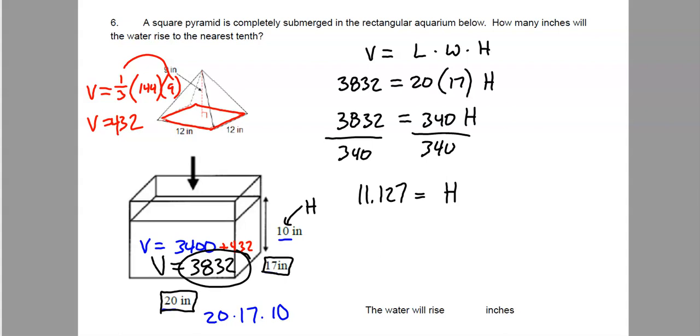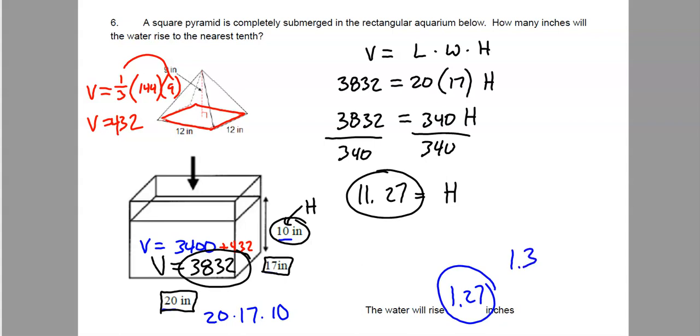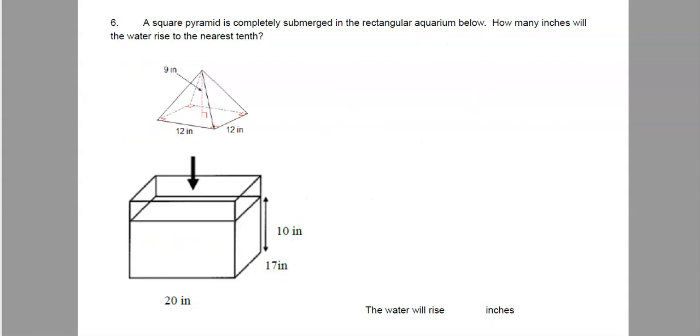Now it used to be 10. Now it's 11.27. So it actually went up. It rose 1.27 inches, which we probably rounded just to 1.3. But that was a drop down. That was kind of a tougher problem, similar to what was on the review.